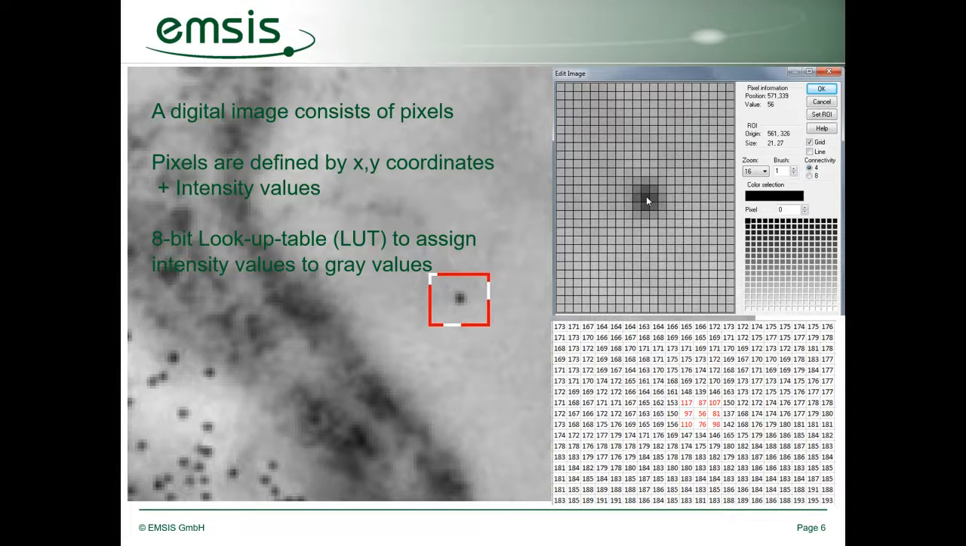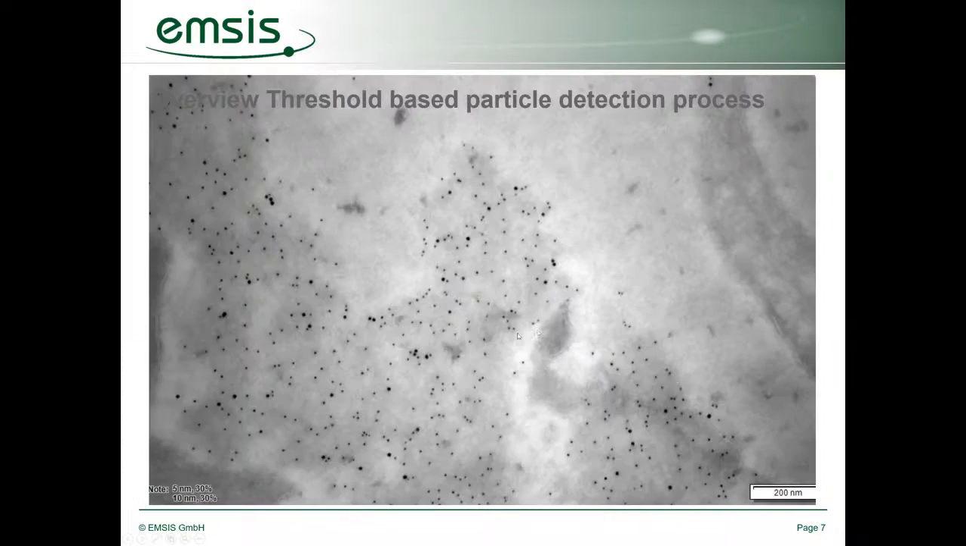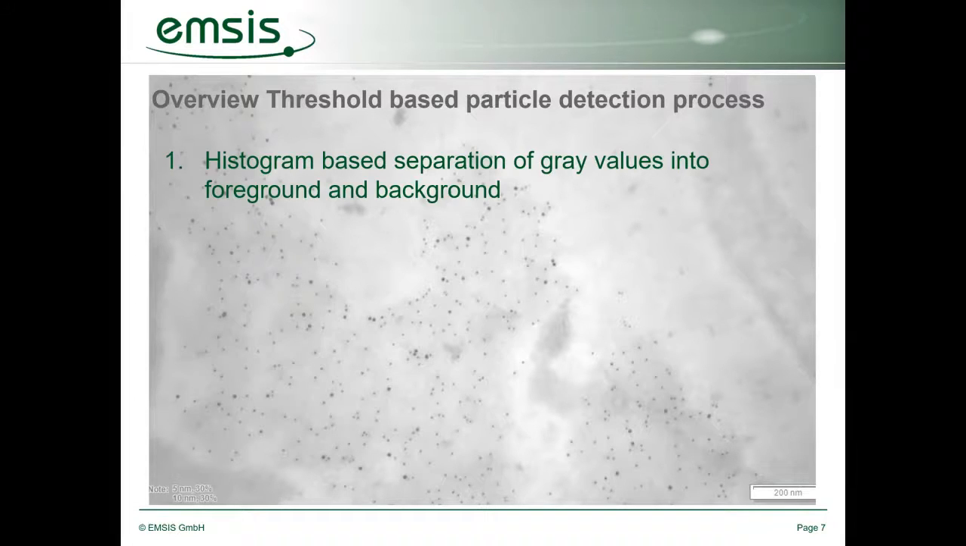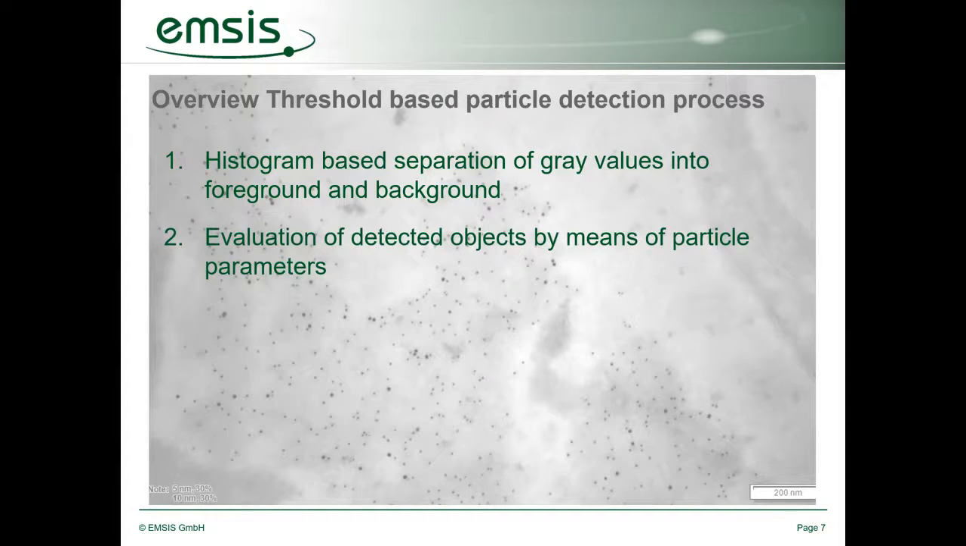So we need to have a tool on our hand to get this information. At first, I would like to give you the overview on what we are doing right now. We start with a histogram-based separation of gray values into foreground and background. A very decisive step in this process, and I will go into more detail on that. The second is the evaluation of detected objects by means of particle parameters.